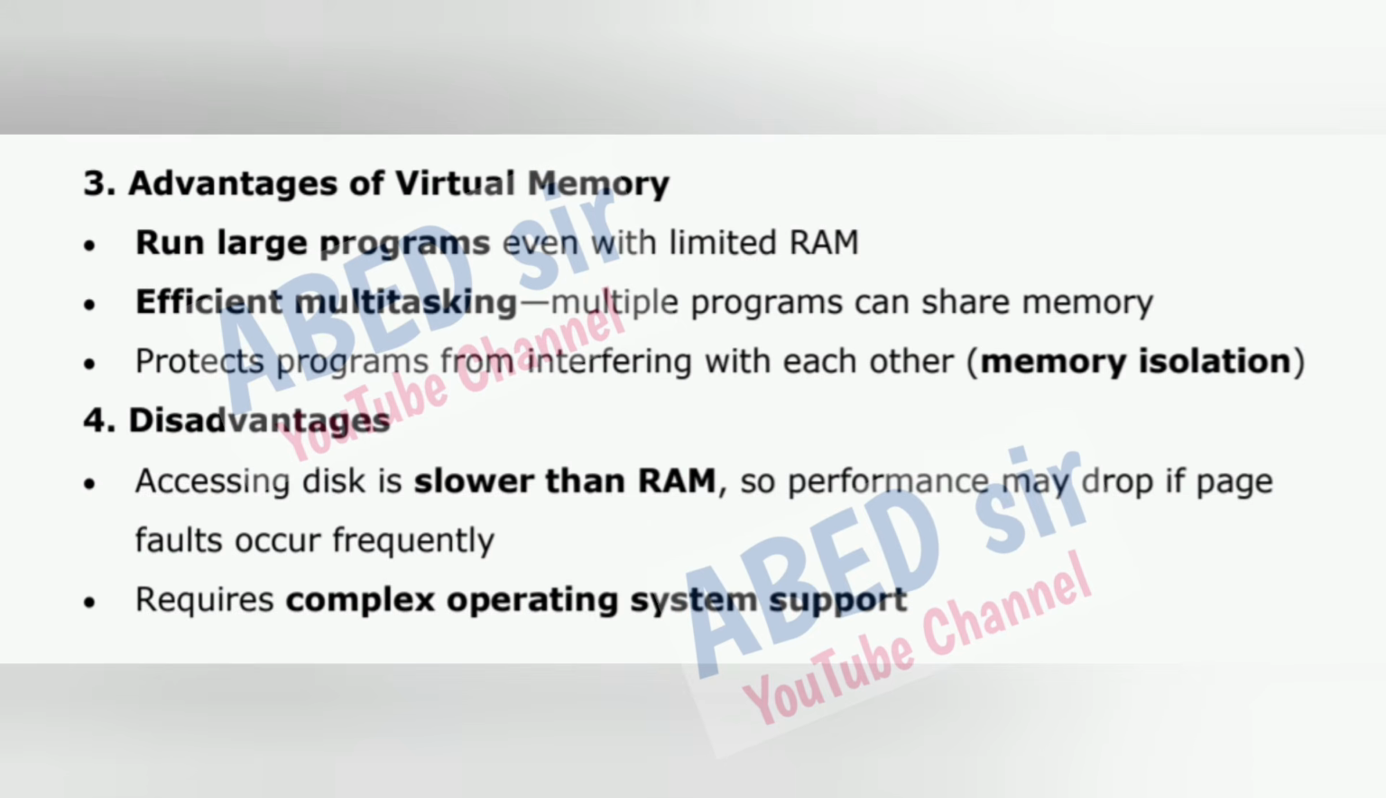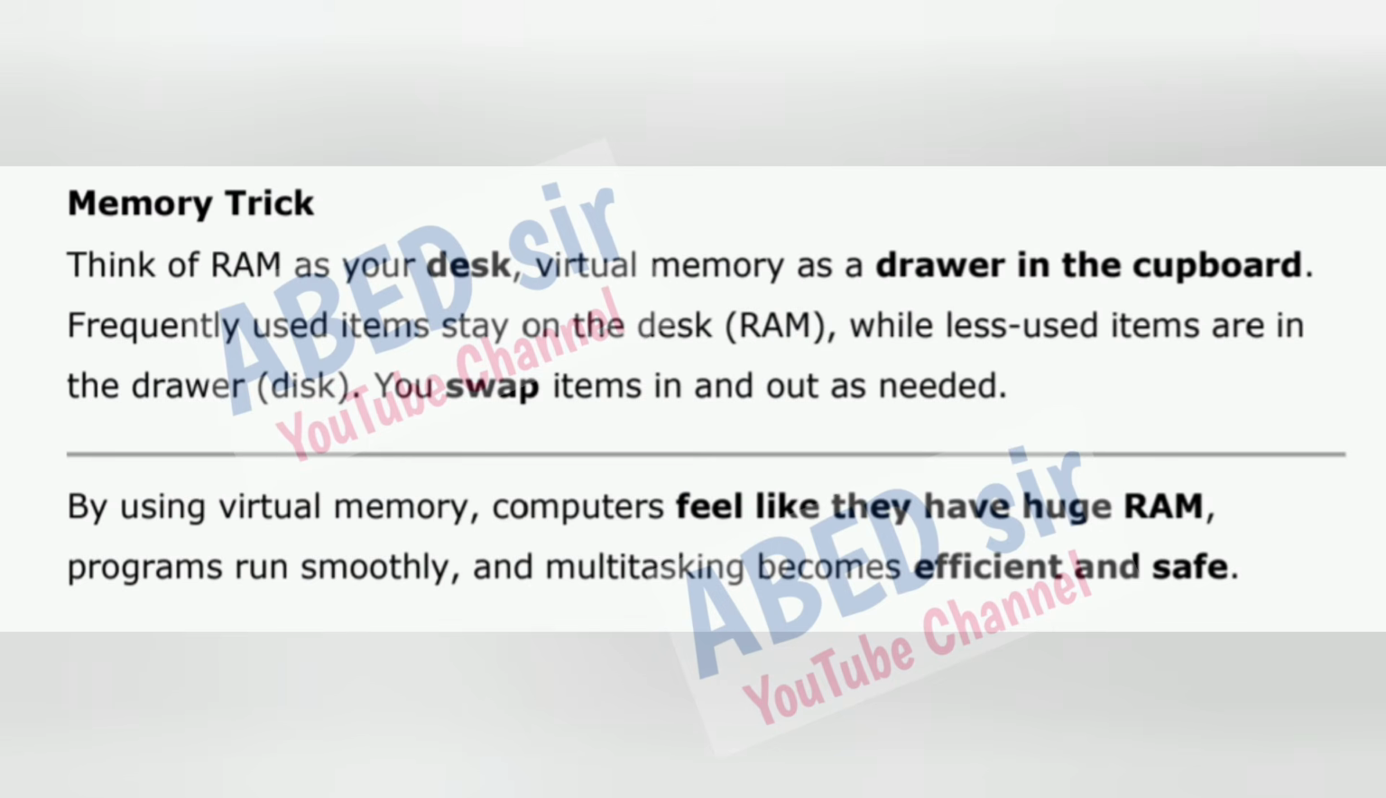4. Disadvantages. Accessing disk is slower than RAM, so performance may drop if page faults occur frequently. Requires complex operating system support. Memory trick: think of RAM as your desk, virtual memory as a drawer in the cupboard. Frequently used items stay on the desk, RAM, while less used items are in the drawer, disk. You swap items in and out as needed. By using virtual memory, computers feel like they have huge RAM, programs run smoothly, and multitasking becomes efficient and safe.